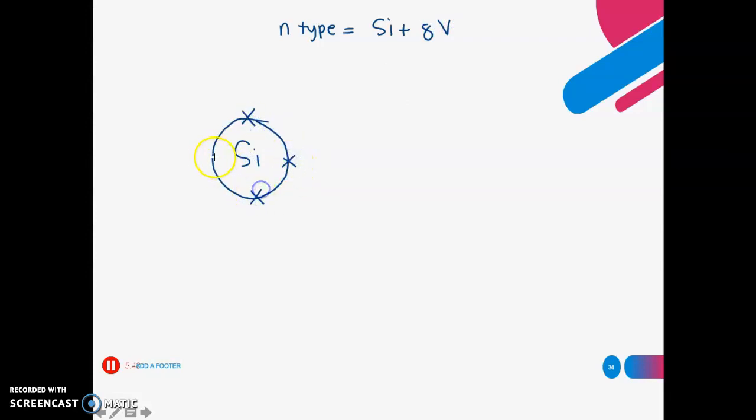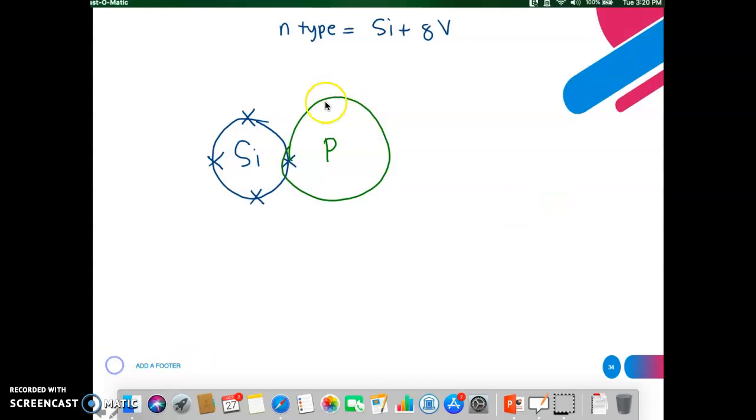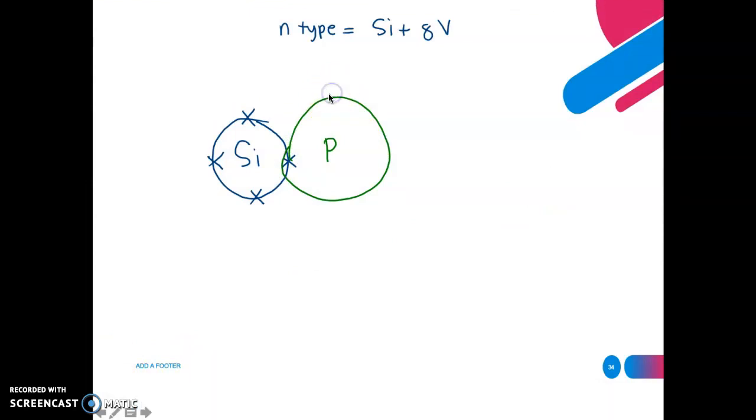So now we are going to show you the n-type. How can you get your n-type? Silicon plus group 5. Your silicon, I will draw only the valence electrons. So you have only 4: 1, 2, 3 and 4. You're going to dope this one with group 5. So let's say here we have 5. This is phosphorus. How many valence electrons do you have?